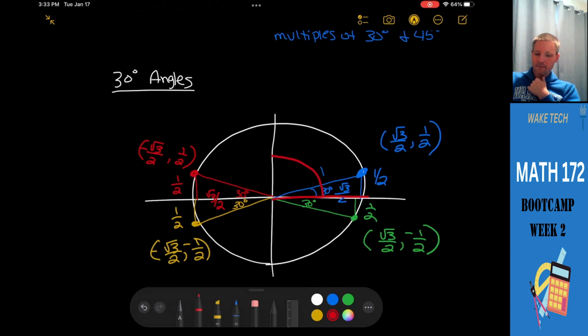Starting over here at 0 and rotating all the way half of a circle. How many degrees are in half a circle? Anybody remember from last week? 180. So for our triangle, though, we didn't quite go that far, right? We stopped 30 degrees before that. So 180 minus 30 tells us that this red angle is 150 degrees.